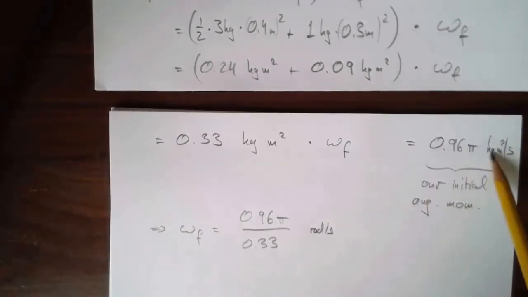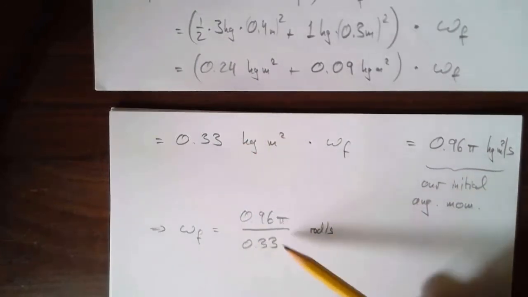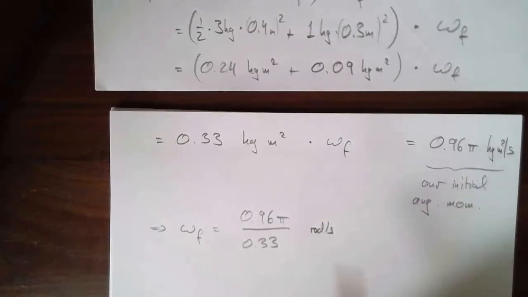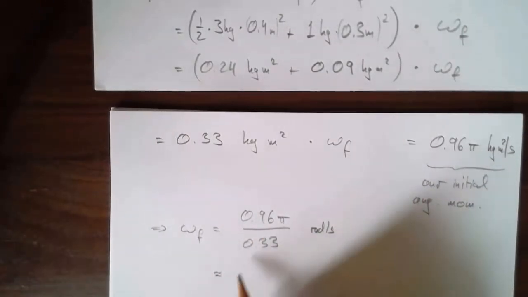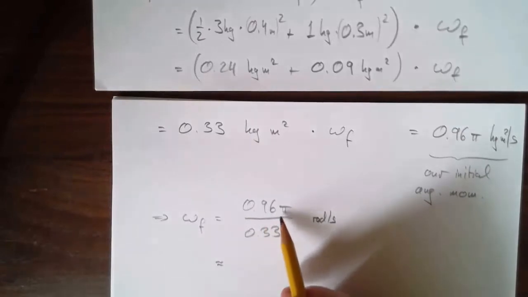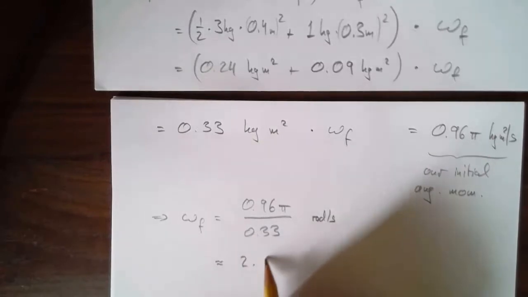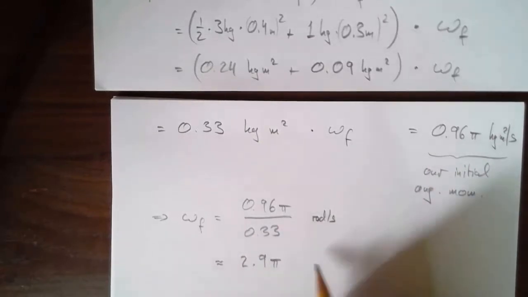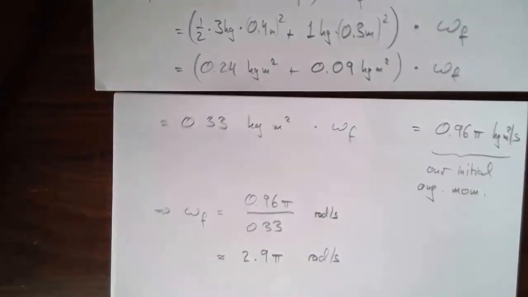So the kilogram meter squared cancel out when I divide by 0.33. There's kilogram meter squared up here, kilogram meter squared down here. What is this? I'm going to be a little bit rough here. This is essentially 3. It's only like 0.99 would be 3 pi, but pi is still included. So I want to go out on a limb here, because it's very close to 2.9 pi radians per second. Very close to it.